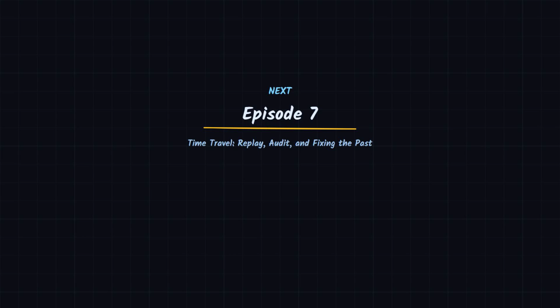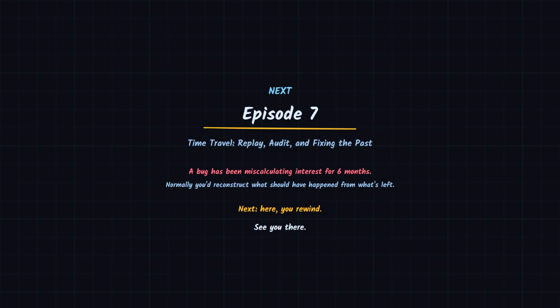A bug has been miscalculating interest for 6 months. In a normal system, you are reconstructing what should have happened from what is left. Here you rewind. Next episode, replay, audit, and fixing the past.